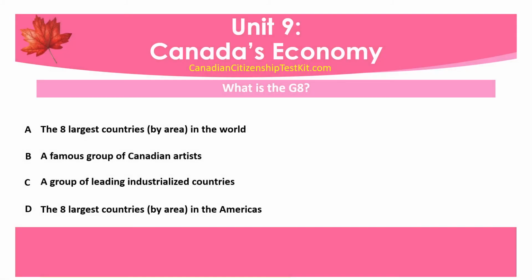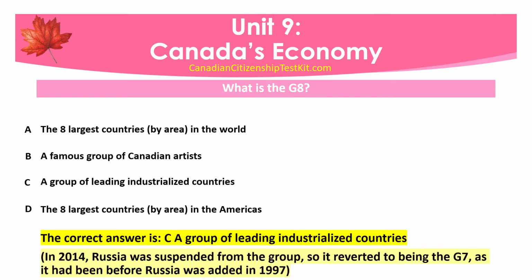What is the G8? A. The 8 largest countries by area in the world. B. A famous group of Canadian artists. C. A group of leading industrialized countries. D. The 8 largest countries by area in the Americas. The correct answer is C. A group of leading industrialized countries. In 2014, Russia was suspended from the group, so it reverted to being the G7, as it had been before Russia was added in 1997.